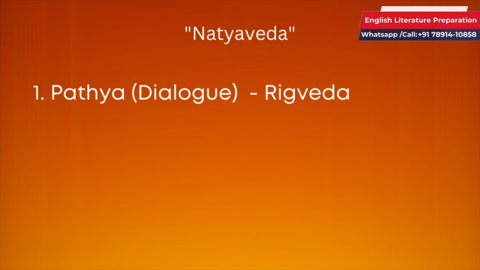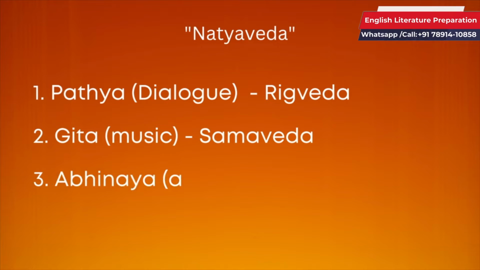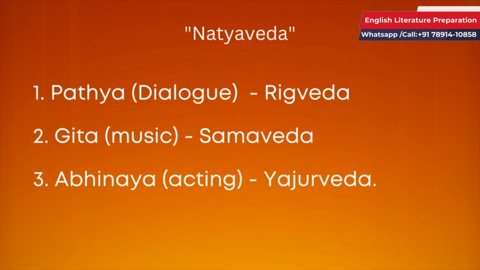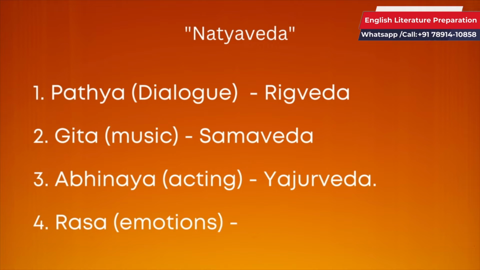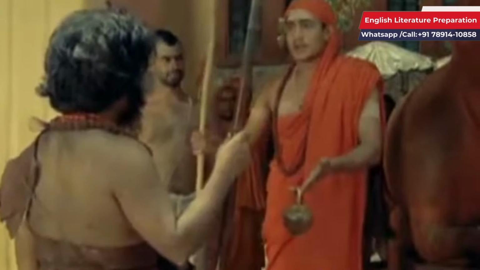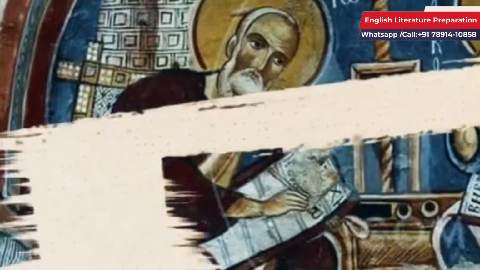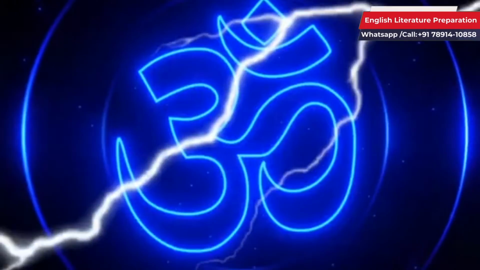Pathya, dialogue, was taken from Rig Veda. Gita, that is music, from Sam Veda. Abhinaya, acting, taken from Yajur Veda. Rasa, emotions, or you can say sentiments, taken from Athar Veda. Earlier, lower caste people were also not allowed to read these 4 Vedas. So some people even say that Lord Brahma introduced this 5th Veda called Natya Veda just so that everyone can have access to ethical values and moral principles.